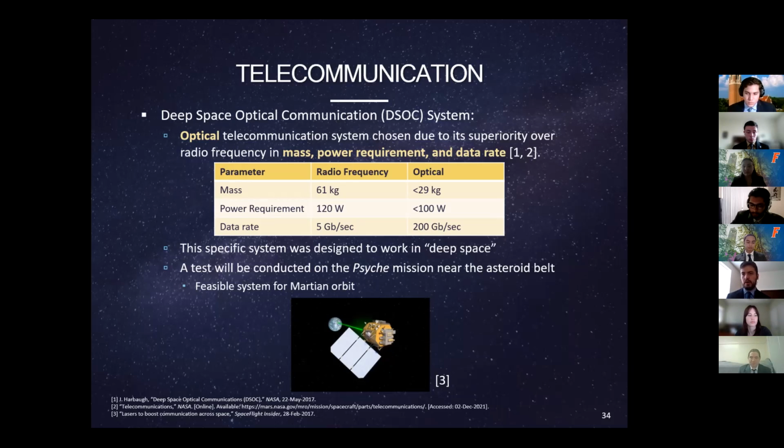In terms of telecommunication, we selected the deep space optical communication system, and it's a future technology that's being tested right now, but should be available within the time frame of now and the mission. We compared it to a similar performance RF system, found that it's about half as massive, at not even 29 kilograms of mass, less than 100 watts compared to 120 watts for the RF system, and 200 gigabytes per second, much more significant than the RF system's 5 gigabytes per second. This system was designed to work for deep space, and it's being tested in the Psyche mission, which is around asteroid 16 Psyche, far away. So it's very suitable for our applications.